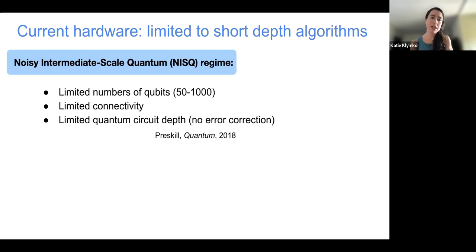But next we were going to talk about algorithms people are trying to run on current hardware. And current hardware is not the best right now. We're approaching this NISQ regime, which is noisy intermediate scale quantum, something John Preskill coined a couple of years ago. We have limited numbers of qubits. The Google example we showed was 53 qubits. They're not all connected, so you have to figure out a way to deal with that, which often means more gates. And there's no error correction, so we can't run an infinite number of gates. These quantum states are fragile, and the longer you run a quantum circuit, the more gates you apply, the more likely it is to be corrupted by interactions with the environment.